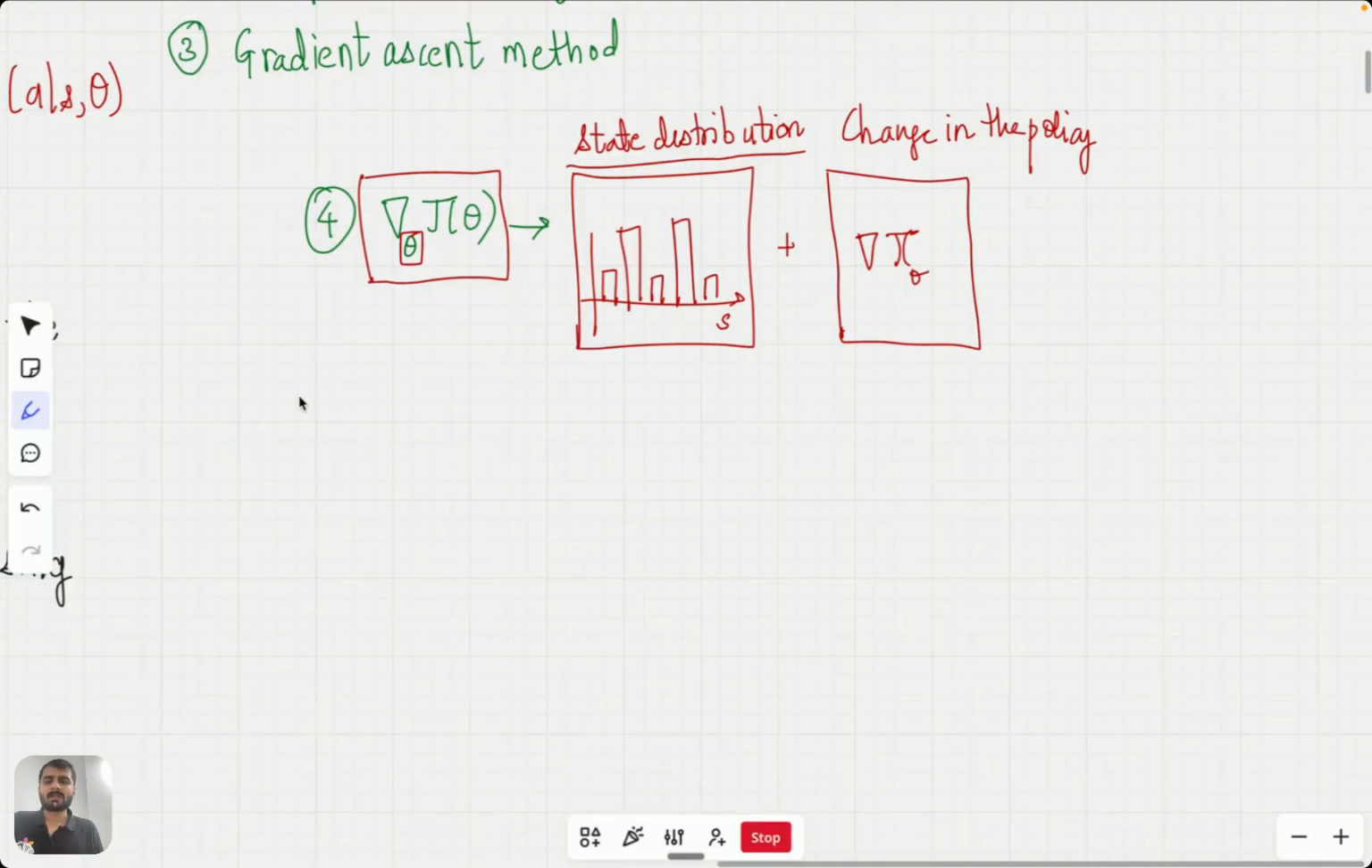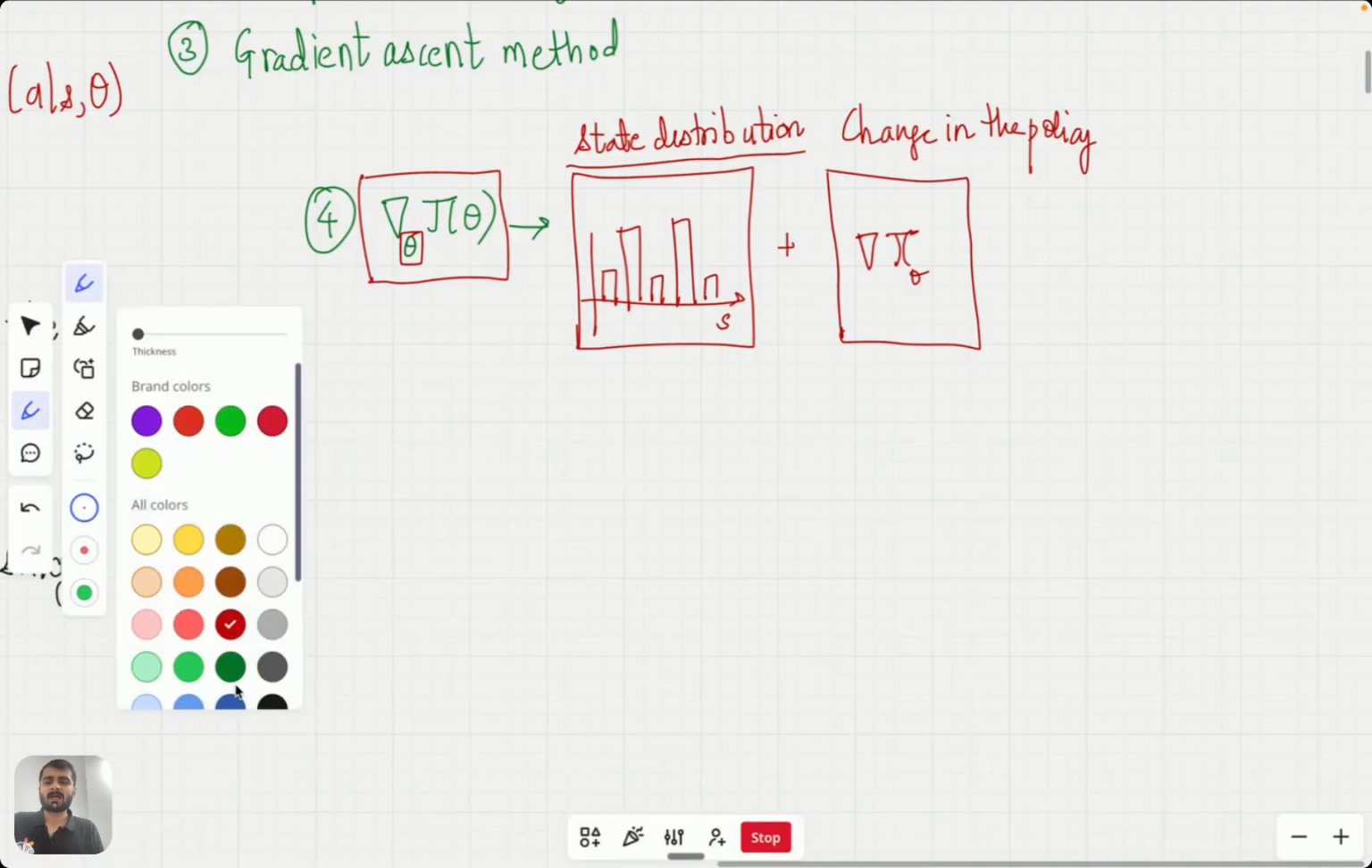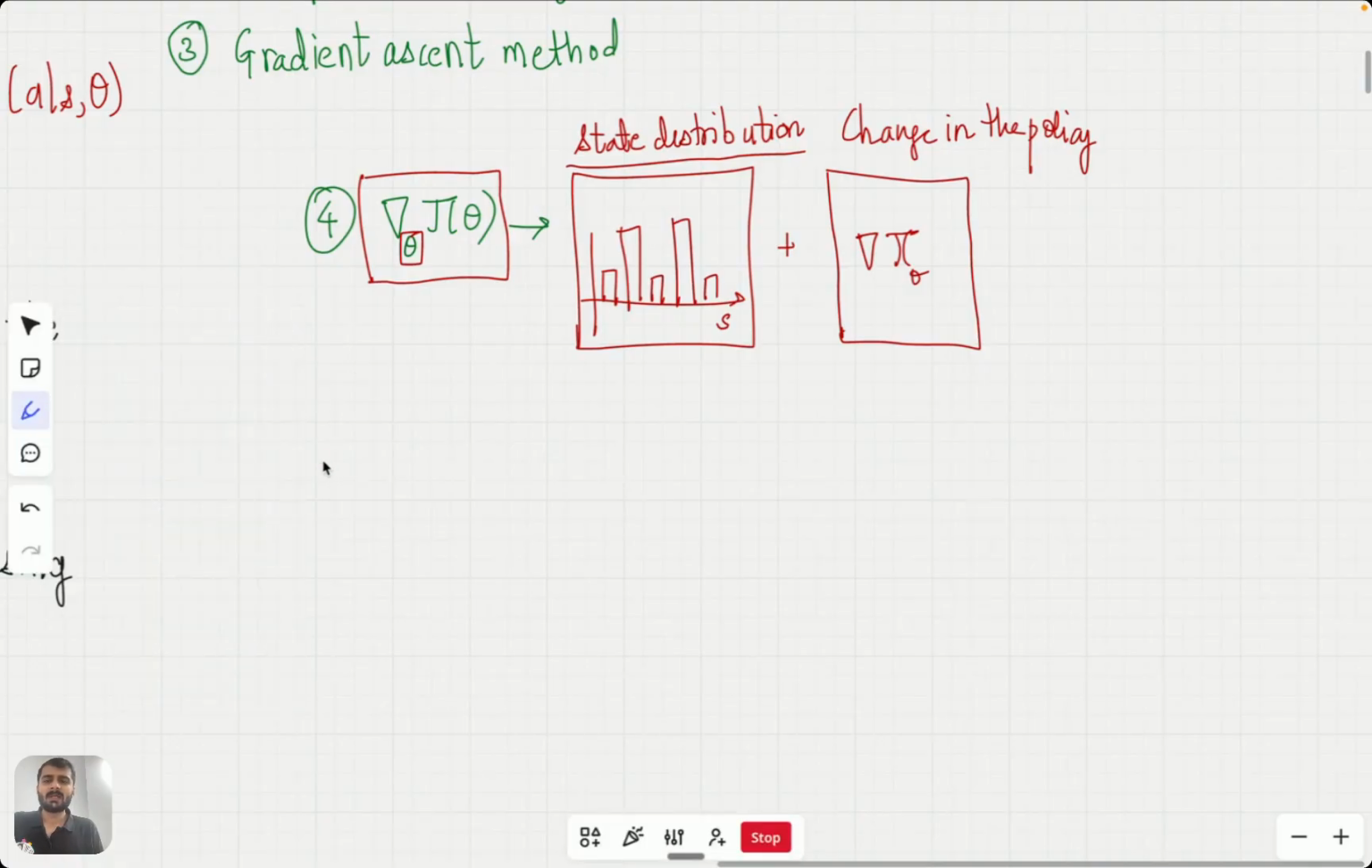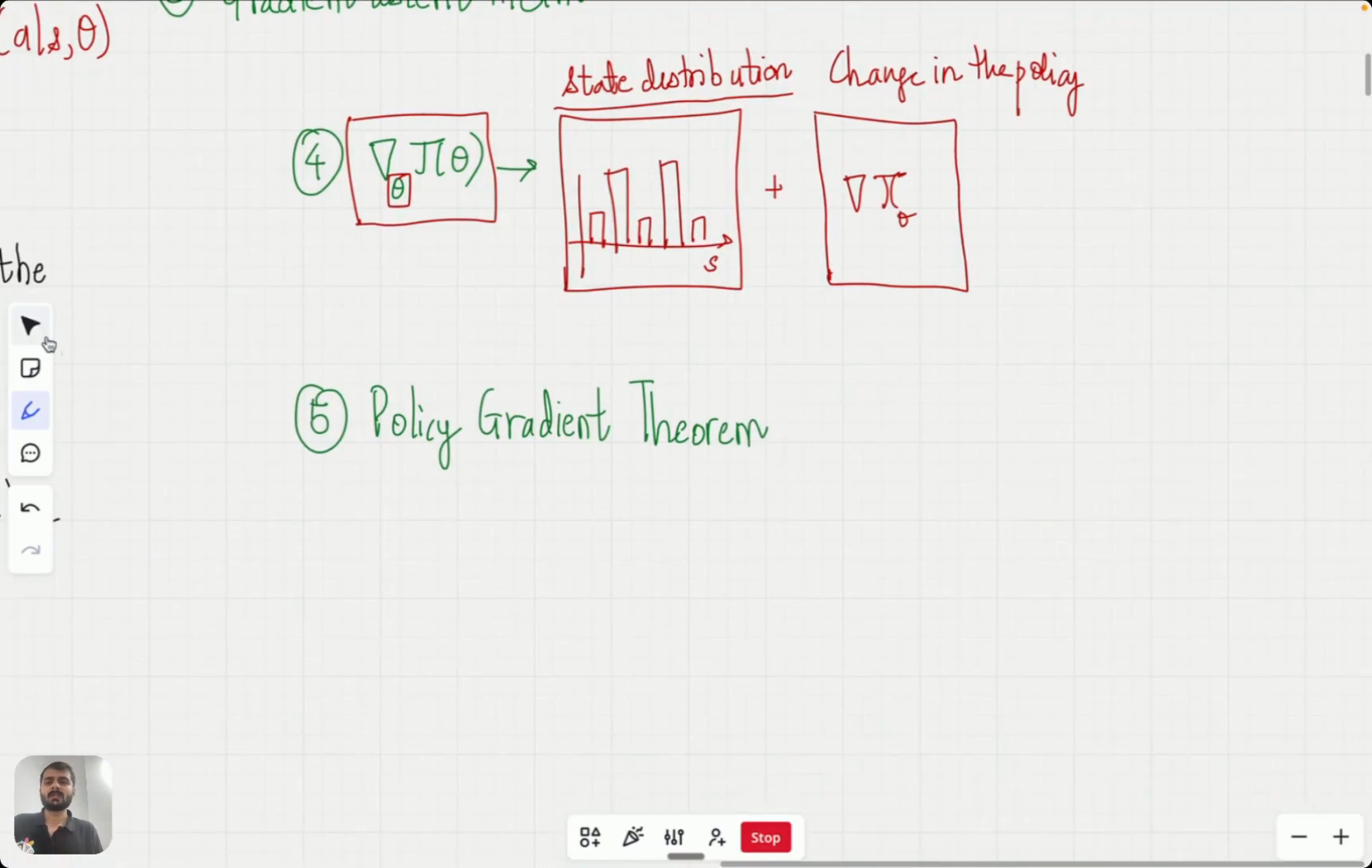But then we saw that there is a very nice theorem which is called the policy gradient theorem, which told us not to worry about the state distribution and how it changes, and to only worry about the change in the policy.